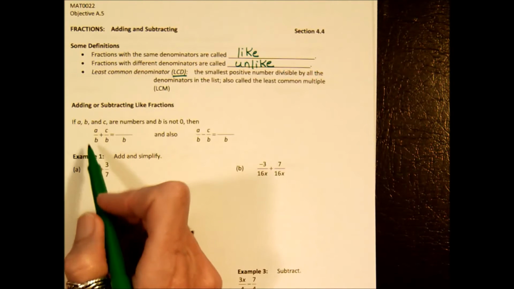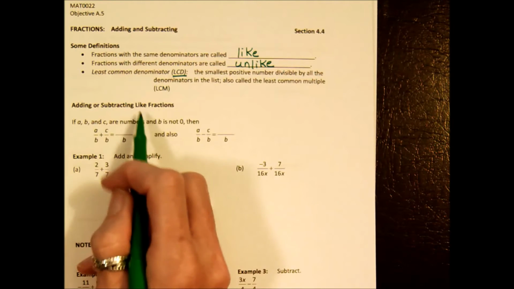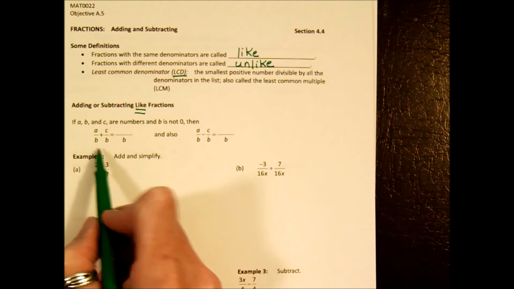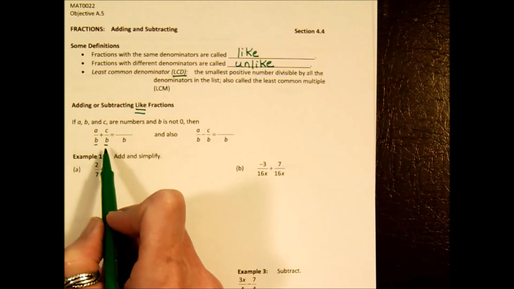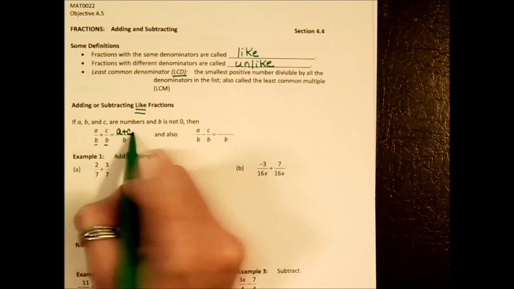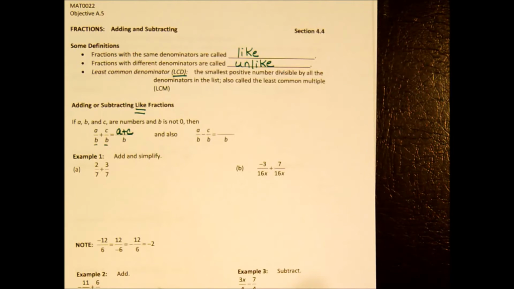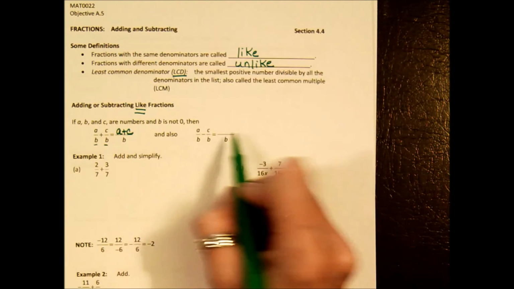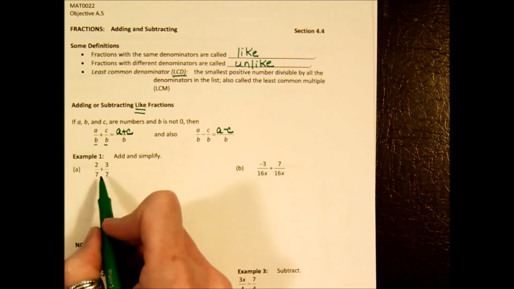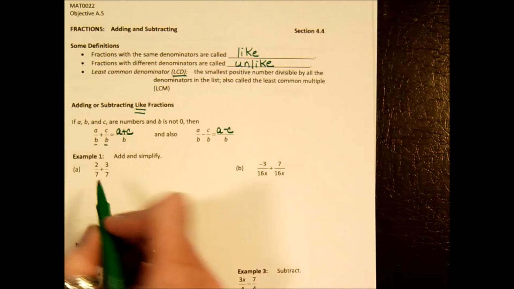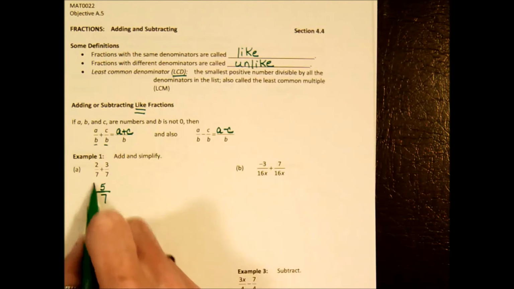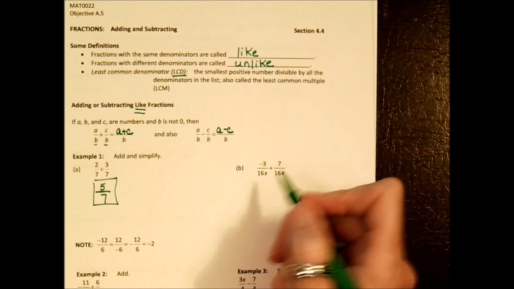We'll start with something very simple, and that is adding and subtracting like fractions. So if you are adding fractions whose denominators are the same, all you do is add the numerators and keep the denominator. And that is obviously true with subtraction also. So for example, 2 sevenths plus 3 sevenths is 2 plus 3, 5 sevenths. They are still sevenths. They don't change.